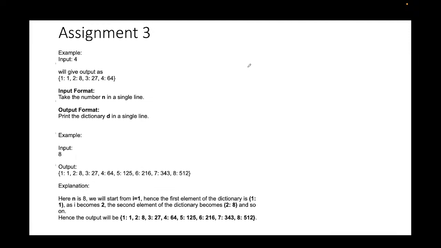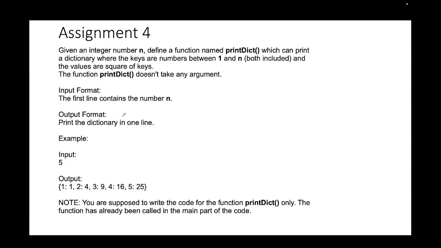Simple sorting problem. So assignment 3 is here. This is also a simple programming assignment. Okay, so the input format of this program is that we are taking a number n in a single line and printing. I think I'm missing some definition here. So try assignment 4. We'll come back to assignment 3.